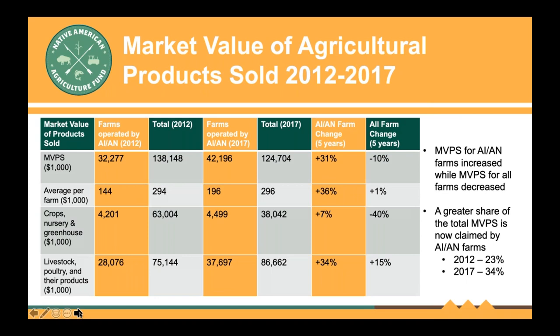The market value of agricultural products sold from 2012 to 2017, the MVPS, increased for American Indian and Alaska Native farms and decreased overall. It's a pleasant surprise since usually it's kind of the opposite.